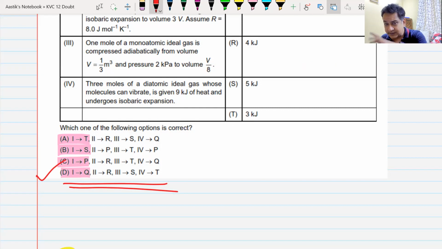And this is how, if match the following comes, you act smartly and you don't just see the question and start solving everything. It was a lucky thing that the first option had all the different ones. So if you would have solved the first, you would have got the answer. But it may happen that it may not be the first one. The second one may have all the different options. The third one may have all the different options. If no one has all the different options, then what do you do?